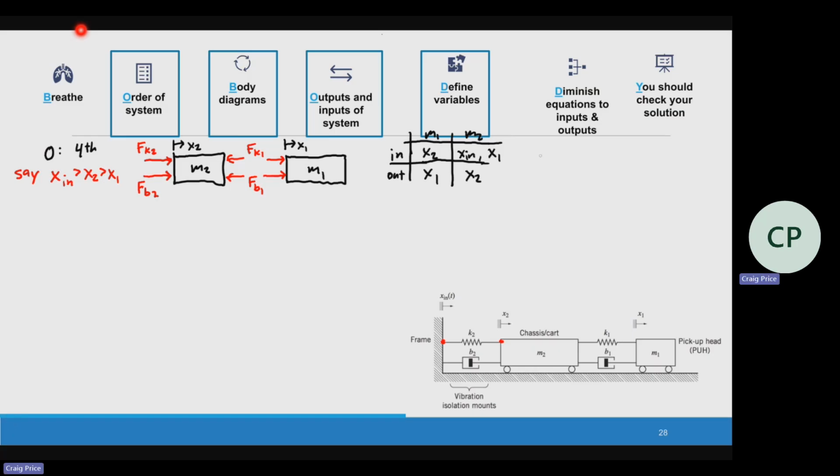Okay, now we get to our definitions. We're going to do FK1, FB1, FK2, FB2. All of these springs and dampers are deltas. They have two ends with a degree of freedom that can move. So this is going to be K delta X. This is going to be B delta X dot.